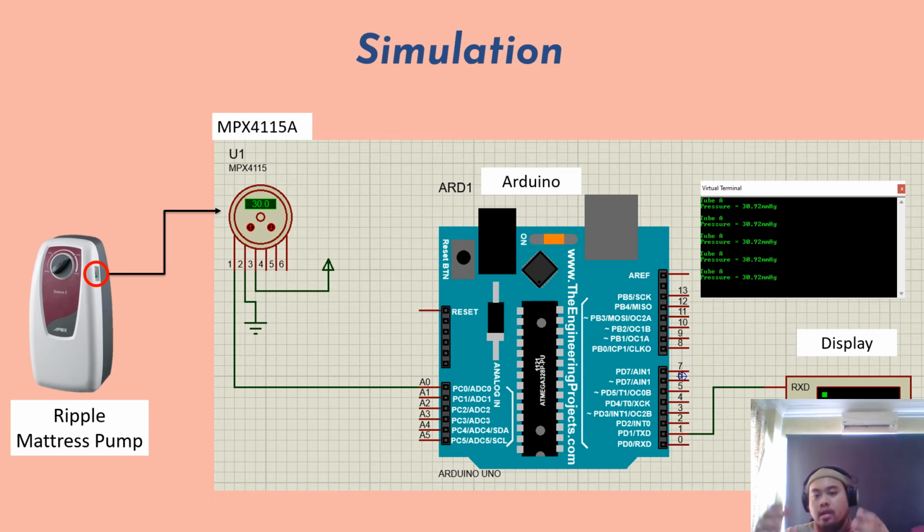So we can see that as an example for tube A, we know that Ripple mattresses have multiple tubes, so this is just an example. We took tube A for the checking. So we tune down the pressure to 30 millimeter mercury. Then we get the result.